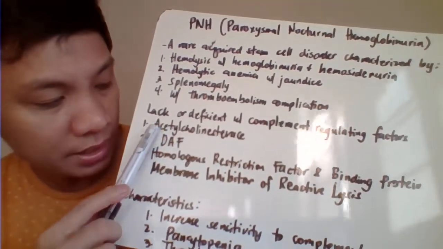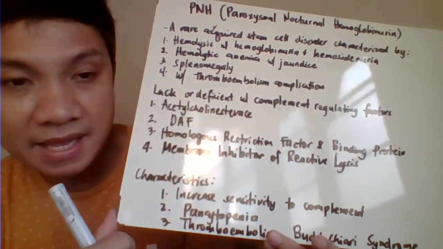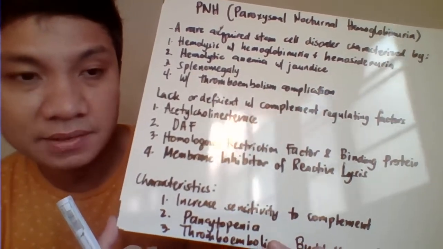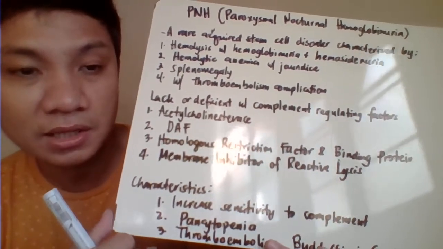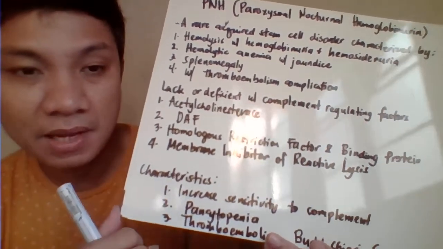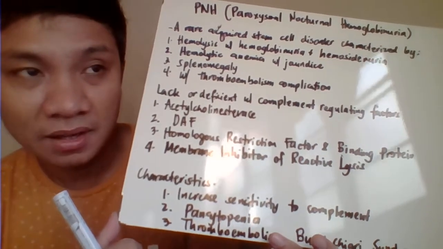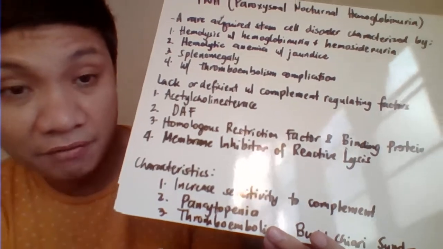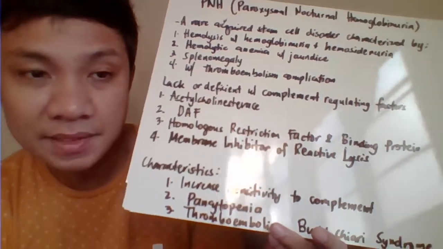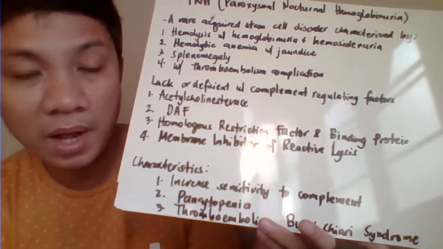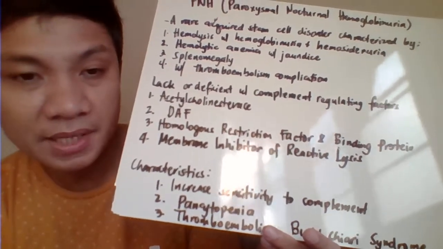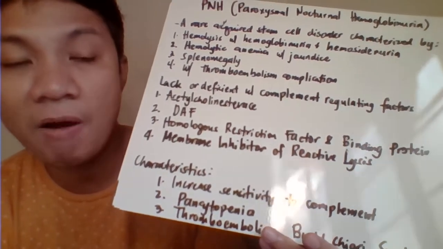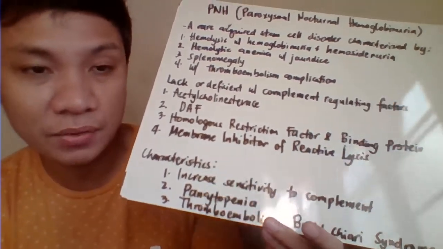The most important one here would be your DAF, decay accelerating factor. Decay accelerating factor is needed by the red blood cells to protect them against complement. Okay, so it will protect our red blood cells from the bystander effect of complement. In the absence of decay accelerating factor, once complement is present in the plasma of the patient, it will rupture the red blood cells. That's how protective your decay accelerating factor is.